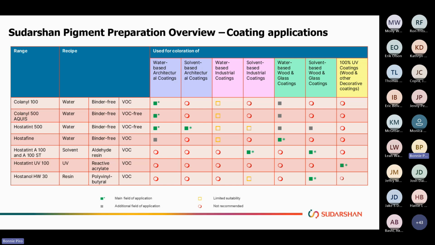This is just a quick cheat sheet to use from the Sudarshan perspective for the various preparations that are available and where they're most applicable from an application perspective. All the way from the colonials to the hostatints and hostafines, and the like. It gives you an idea of what types of systems they're good for, a little bit of information about them and the application areas where they are best suited and where they may not be suited. So that's a good handy overview to hold on to for selection.